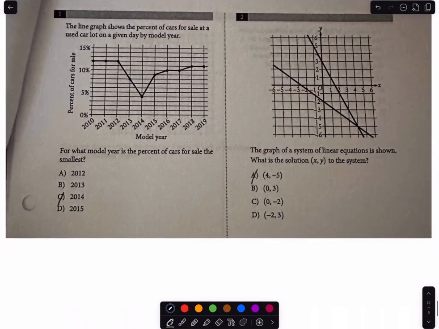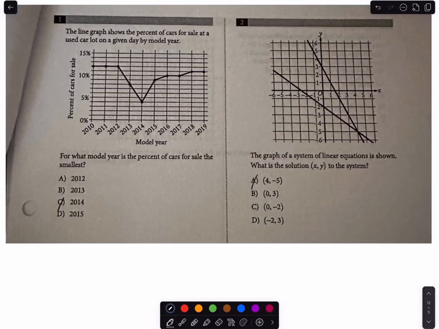All right, greetings YouTube, beautiful mind here. We got a couple of questions from College Algebra 2. This number one on the left, it says the line graph shows the percent of cars for sale at a used car lot on a given day by model year. For what model year is the percent of the cars for the sale the smallest? It looks like, what's that, 2014? So that one looks pretty good. So yeah, 2014, I can agree with that.